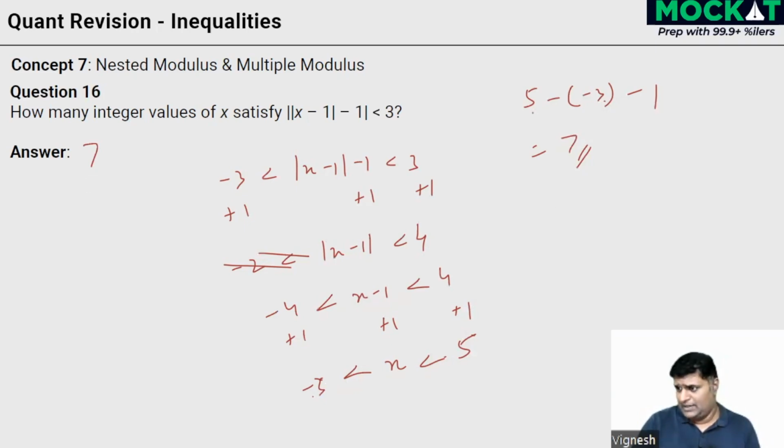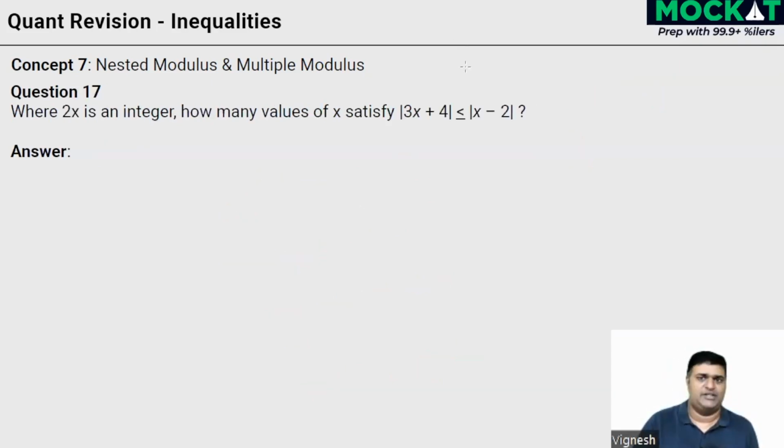On to the next question around multiple modulus, right? Multiple modulus this time around. Where 2x is an integer, how many values of x satisfy modulus of 3x plus 4 is less than equal to modulus of x minus 2? Okay, this is a lesson example. How do we go around solving this?